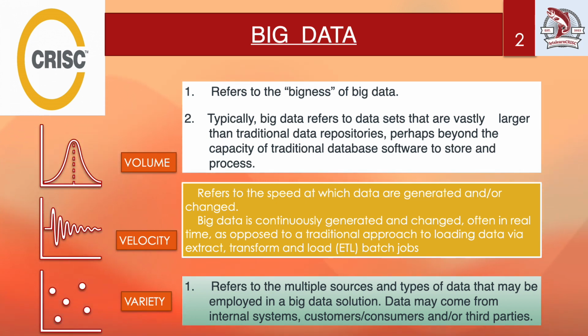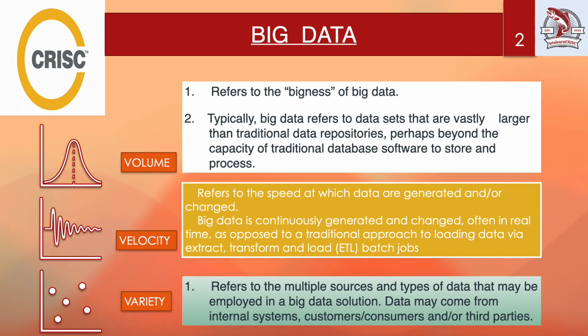Right? Coming to velocity, velocity refers to the speed at which data is generated and/or changed. Big data is continuously generated and changed, often in real time, as opposed to a traditional approach to loading data via extract, transform, and load batch jobs. For example, according to Forbes magazine, Facebook's 1.2 billion users update their status on average 293,000 times per minute. Right?